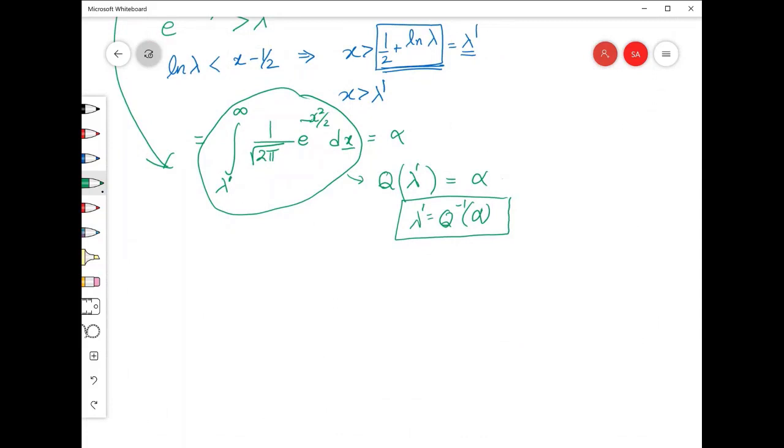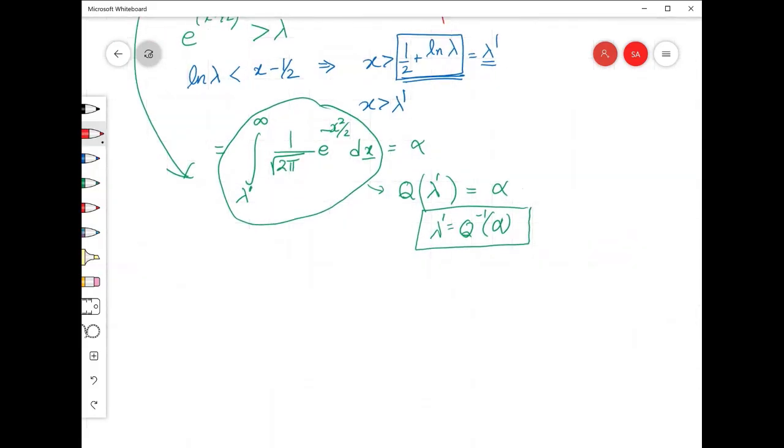So how am I going to decide h1? Overall, if you see this expression here, if x is greater than lambda hat, or Q inverse of alpha, then I'm going to decide h1. Otherwise, I'm going to decide h0.